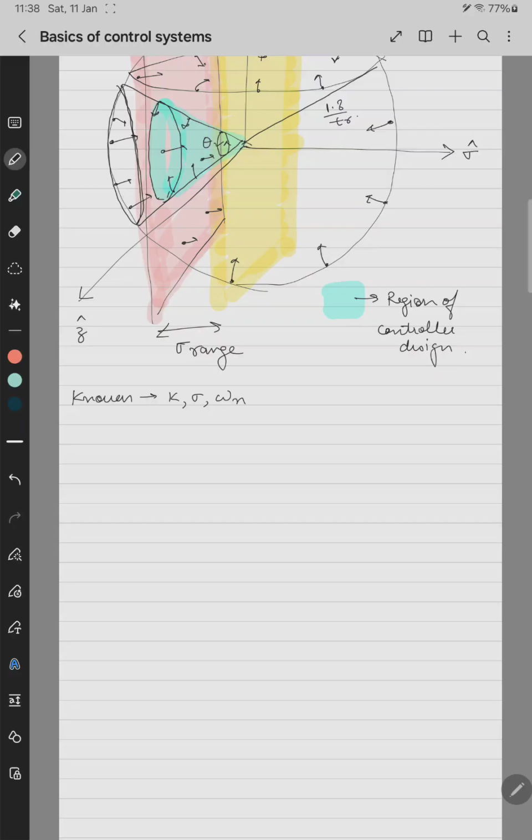There are different types of frequency domain analysis. One is called pole zero plot and another is called loop shaping analysis. So the frequency domain controller design we'll see in the next lecture.